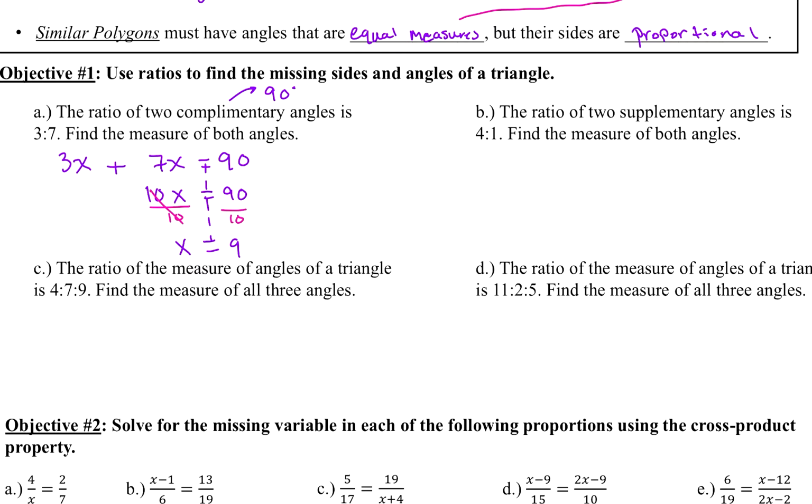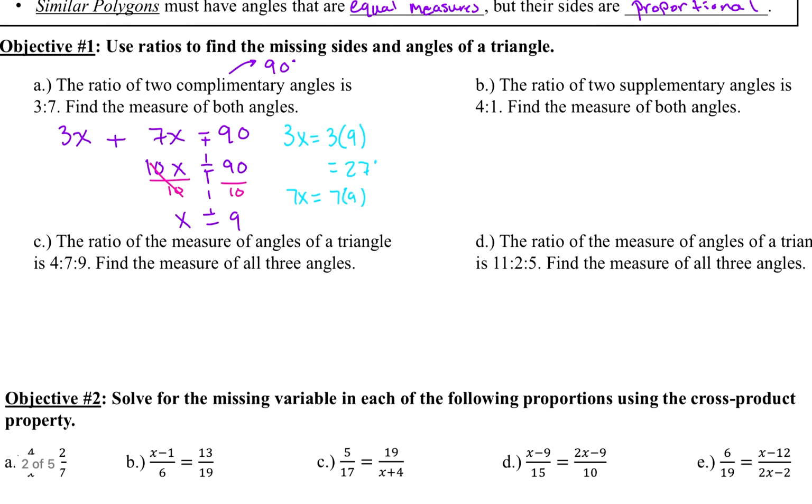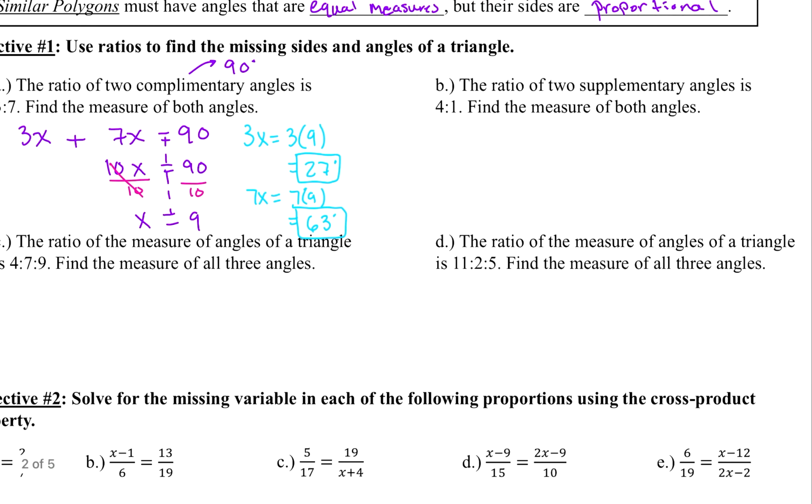That is not the question they asked for, though. Make sure you're aware of that. It says find the measure of both angles. That's what they asked. So we need to go and plug this in now. So 3x is now 3 times 9, which is going to give us 27 degrees. And the other one, 7x, which is now 7 times 9. Holy cow, y'all, starting off this semester strong. 7 times 9, that's better. We're going to get 63 degrees. So my two answers here are 27 degrees and 63 degrees.